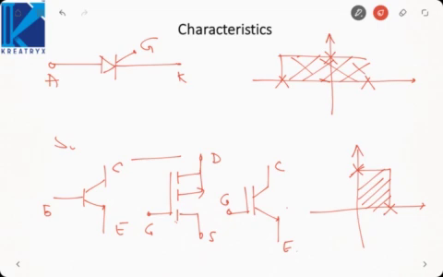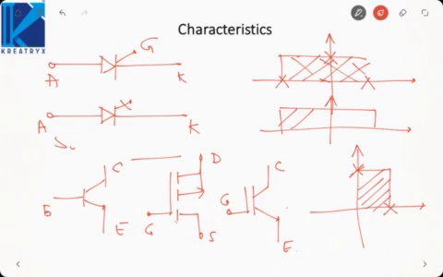Next we talk about GTO. In GTO, we have like this. So here it is a fully controlled switch, but the characteristics remain the same. The only difference between SCR and GTO is that GTO can be turned off with a negative gate pulse, but SCR cannot be turned off by gate signal. Okay.